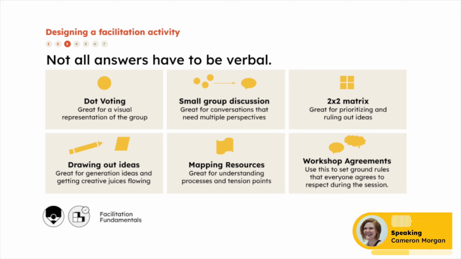Try a 2x2 matrix. One that we love is impact versus cost. So that way you weed out the ideas that are super costly and aren't going to make an impact, and you identify those short-term wins. Drawing out ideas and mapping resources are great for figuring out both ideas, but also inflection points in the process. And then workshop agreements are a great kickoff activity, like I said, with an icebreaker or priming the space, especially when bringing multiple groups together. They can help set ground rules to make sure that everyone is on the same page within the process.